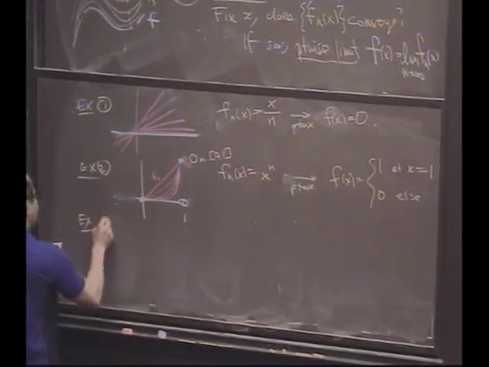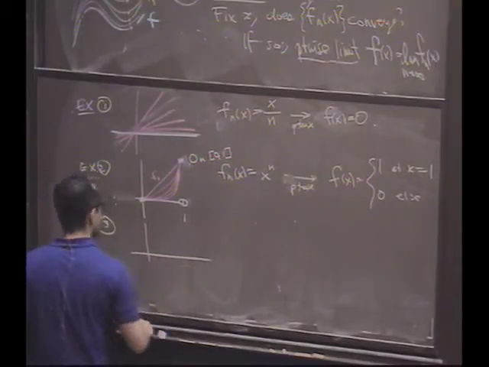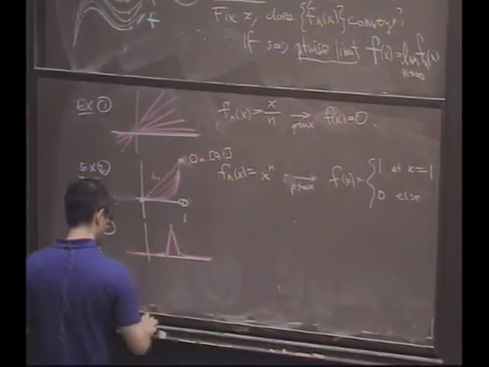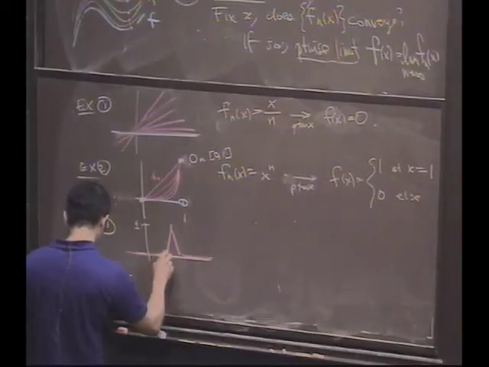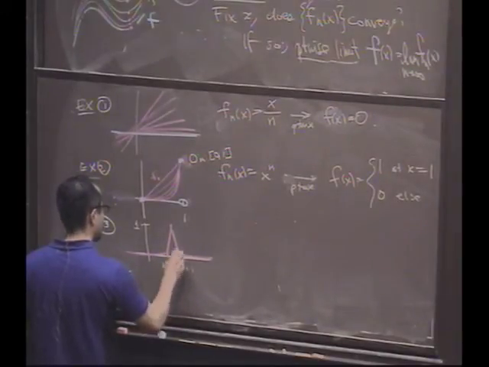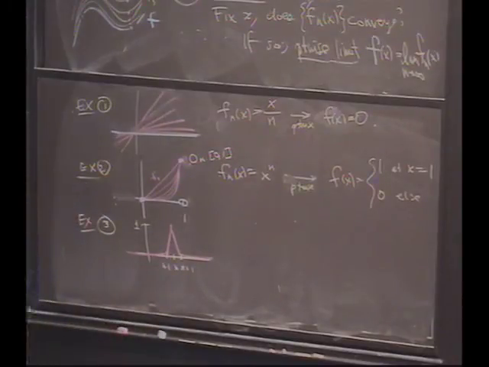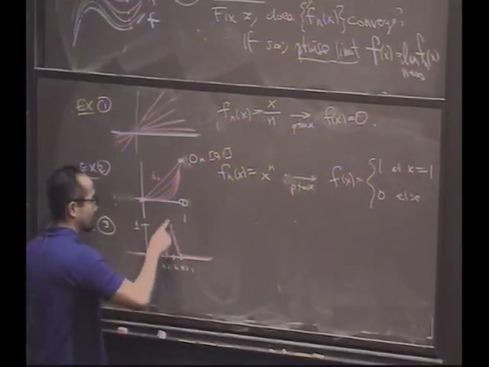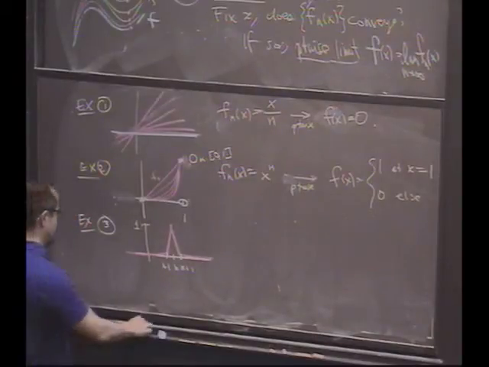Let's look at another example. How about example 3? What if I have this function? This is the function that has got a spike. And the spike is at height 1, and it's supported on n minus 1 and n plus 1. So the spike is at n, and it lives between the next two integers. So f1 is over here, f2 is over here, f3 is over here, f4 is over here, etc. Okay?